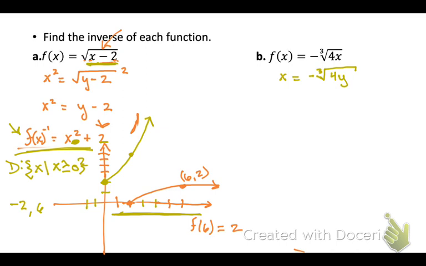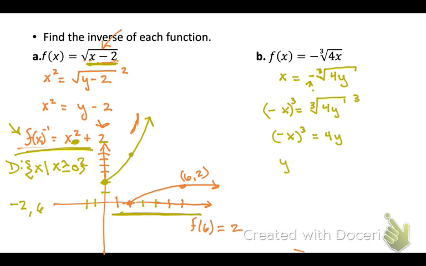Actually, probably, I think we have to take care of that negative first, don't we? Because it's outside of there. So that would be negative x equals the cube root of 4y. Does that make sense what I'm saying? Because it was outside. So now I have to cube it, and I need to make sure I put parentheses around this negative, don't I? Okay. So I have negative x cubed equals 4y.